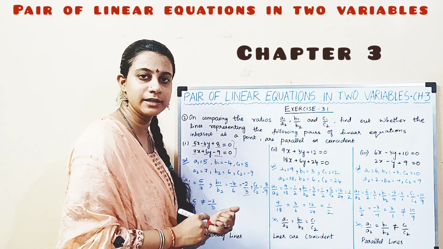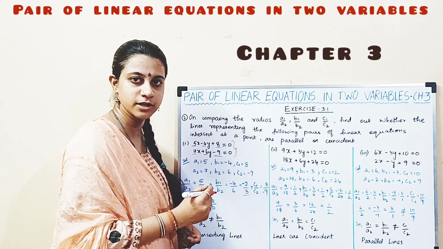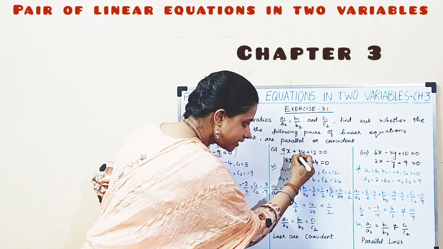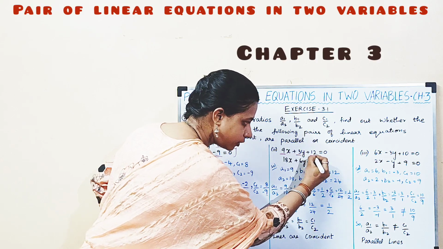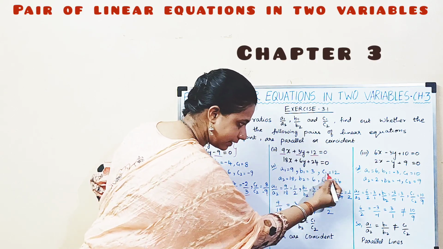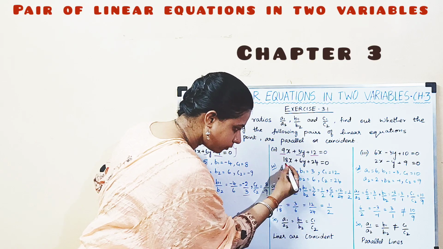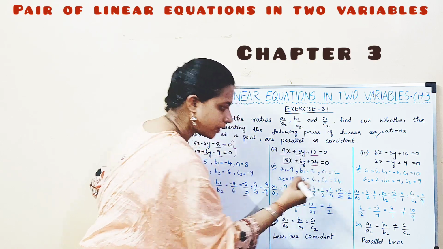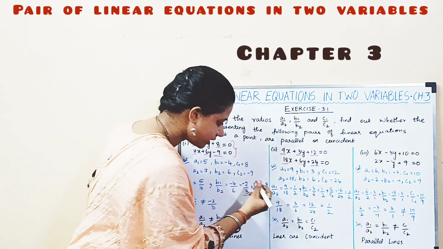Here also first we will take a1, b1, c1 and a2, b2, c2 separately and write it down. a1 is equal to 9, b1 is equal to 3 and c1 is equal to 12. That is what we are writing it here. And a2 is equal to 18, b2 is equal to 6 and c2 is equal to 24. Okay. Now let's find out the ratio.